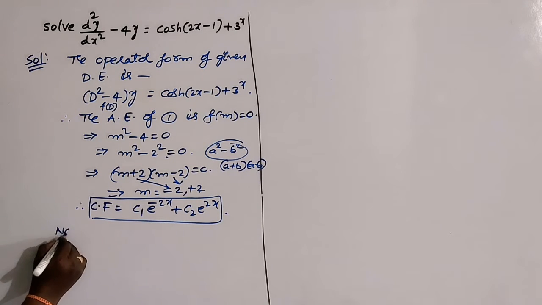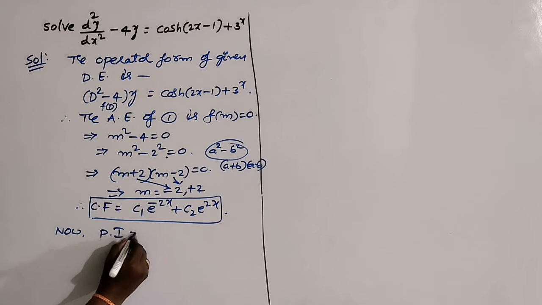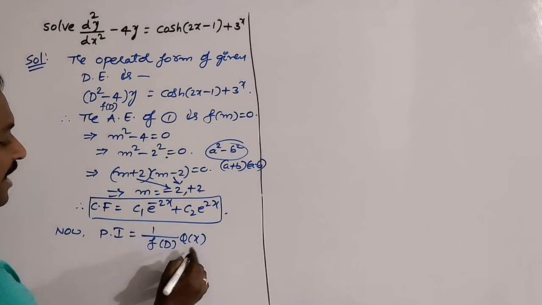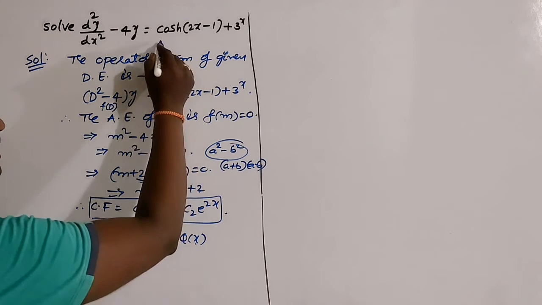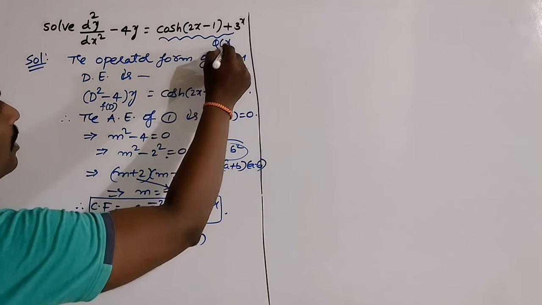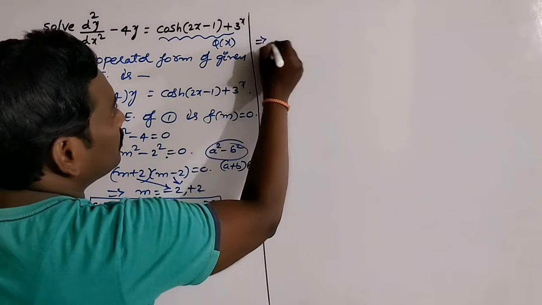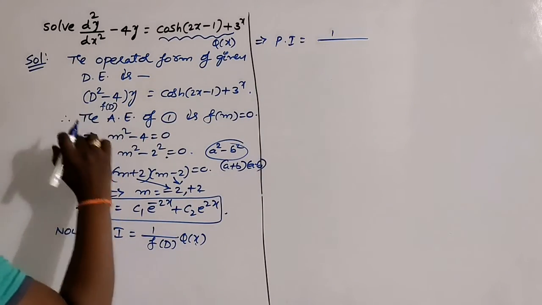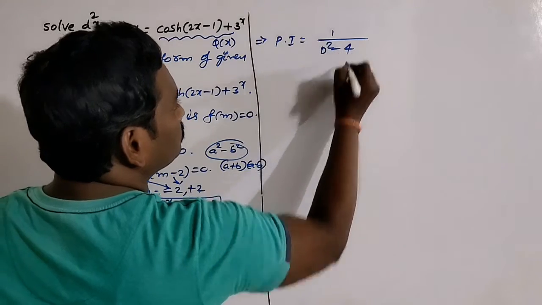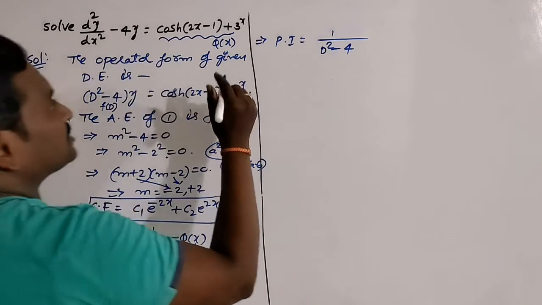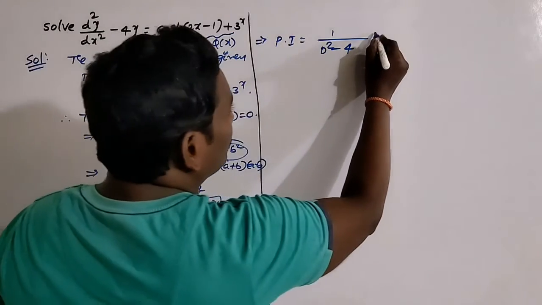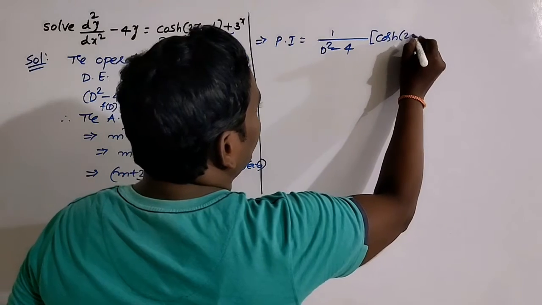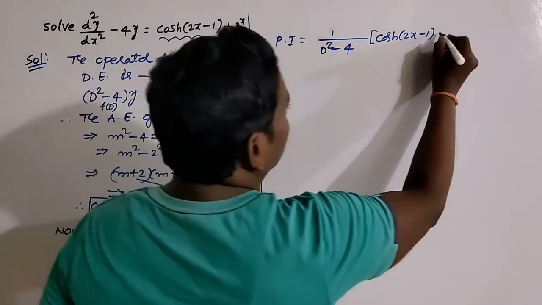Now, what is the formula for the particular integral? PI is equal to 1 by f of d of q of x. Replace the value of q of x. So what is q of x? The right hand side function is represented by q of x. So PI is equal to 1 by f of d, meaning d square minus 4, whole into the right hand side function. Right hand side has two parts, that's why write in a square bracket: cos h of 2x minus 1 plus 3 power x.